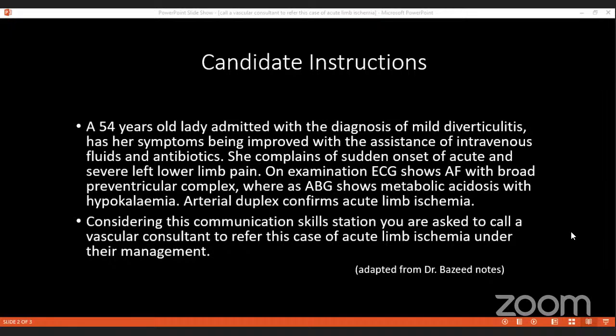Okay. In view of that, what are the possible differential diagnoses that one can think of?